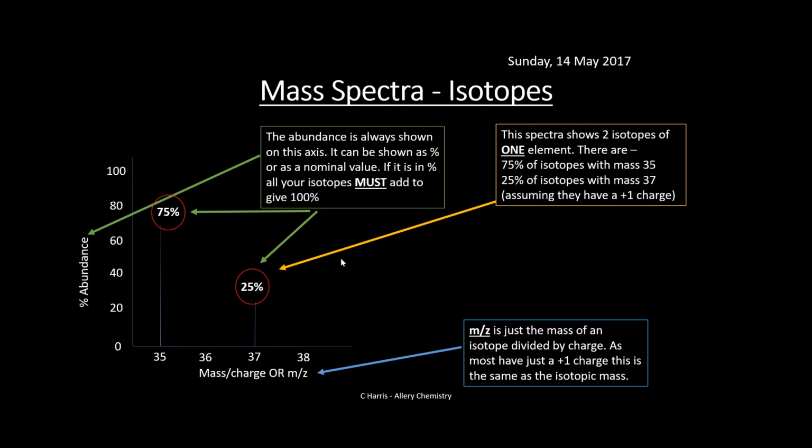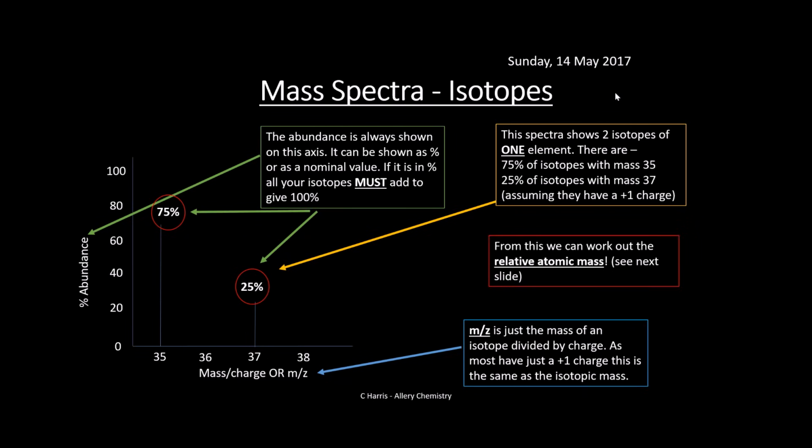Okay, this spectrum shows two isotopes of one element. There are 75% of the isotopes with a mass of 35, and we've got 25% of the isotopes with a mass of 37, as you can see here. This is assuming that they have a 1+ charge. If they have a double charge, this will halve these amounts, but most of them do have a single positive charge. From this we can work out the relative atomic mass, which is what we're going to look at now.